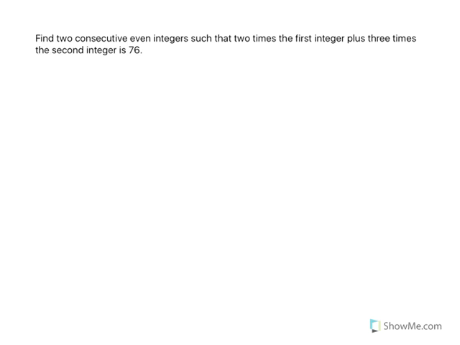For this problem, we need to find two unknown integers, and they are consecutive and even. They both need to be in terms of one unknown variable, though. So, our first unknown variable will be x, and this is going to be the first integer.